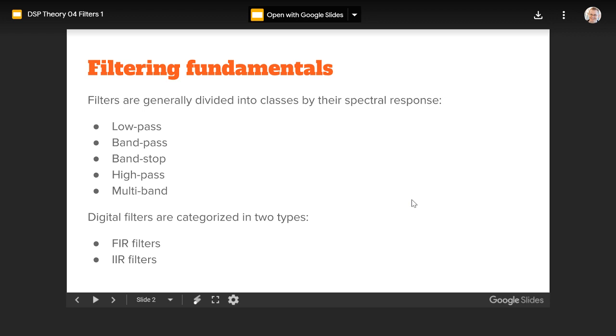Basically, the filter responses are divided into different classes based on the spectral response. So we have low pass, band pass, band stop, high pass, multiband filters, and then some special filters also for phase. But anyways, we are not focusing on those. But the digital filters especially are categorized in two types based on the impulse response. And those are the finite impulse response filters and infinite impulse response filters, FIR or IIR.